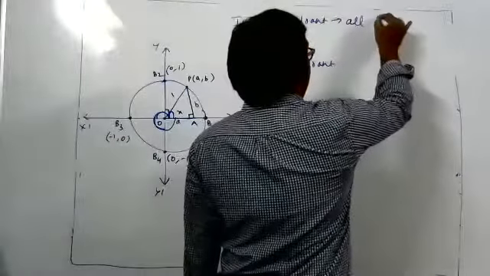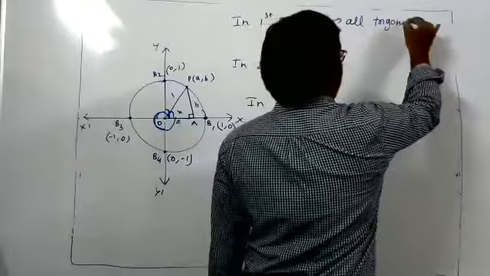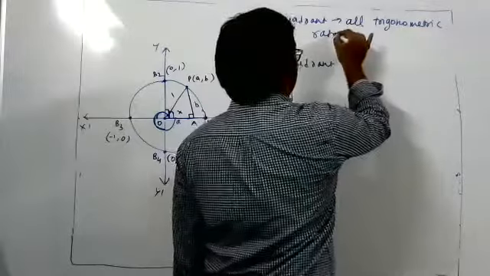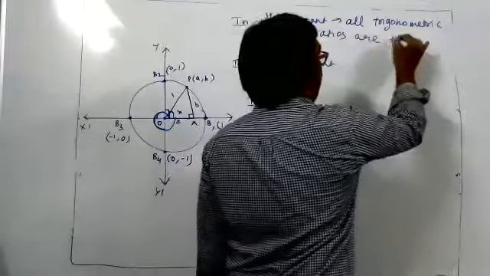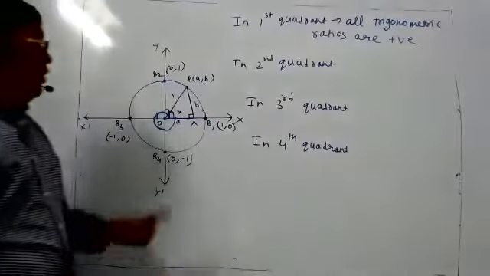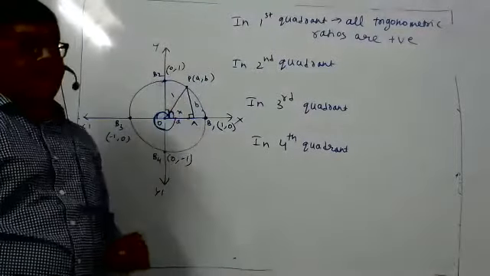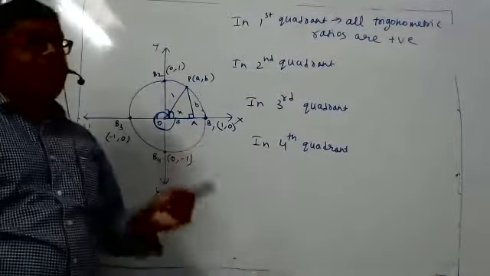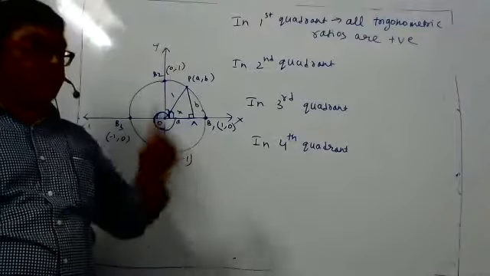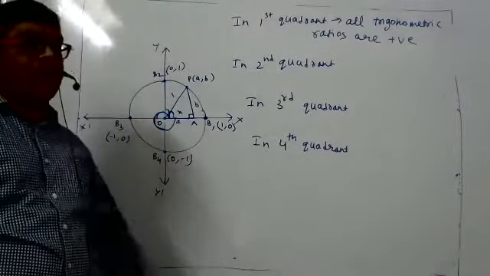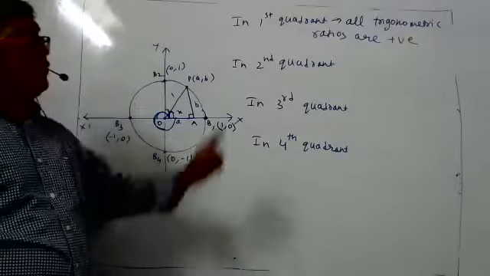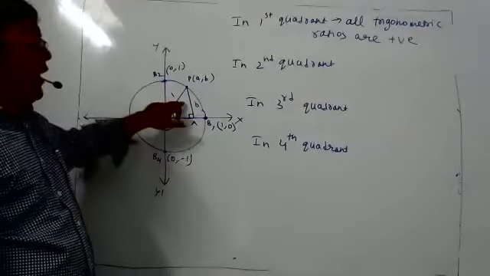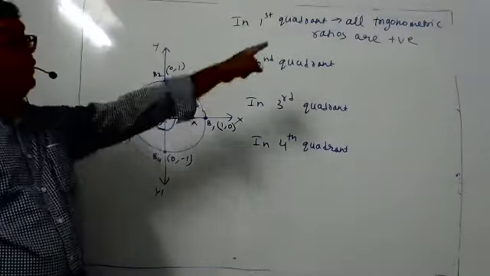All trigonometric ratios are positive. What do you mean by this? Means in first quadrant, you take any angle. In first quadrant, the angle varies from 0 to 90 degree. You take sine of any angle between 0 to 90, answer will be positive. You take cos of any angle between 0 to 90, answer will be positive. Same thing holds good for other trigonometric ratio. Sine of any angle, and the angle should lie in first quadrant between 0 and 90. The answer will be positive.